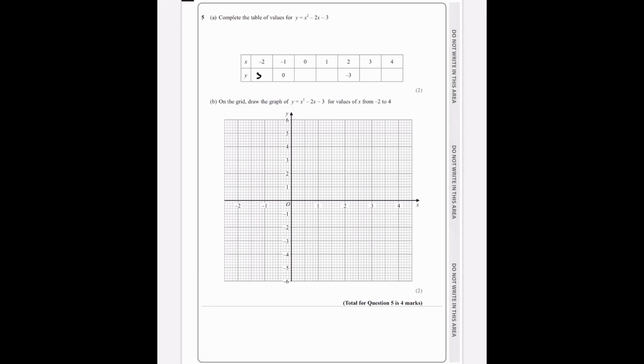Question number 5, when x is negative 2, y is 5. When x is 0, y is negative 3, and negative 4, 0 and 5. Plotting the coordinates, so negative 2, 5, negative 1, 0, 0, negative 3, and so on. And then we've got to draw a line that passes through all of those within half a mini square of each one of those points.